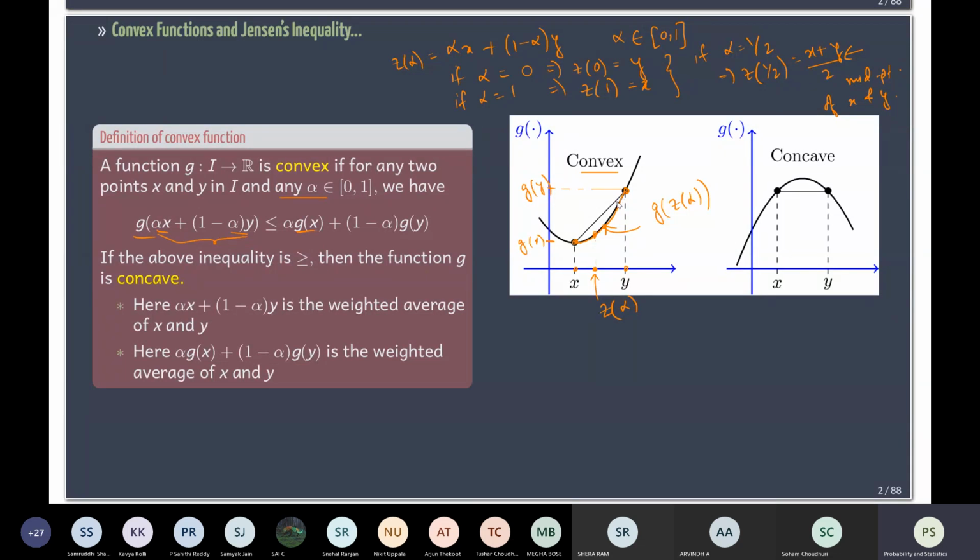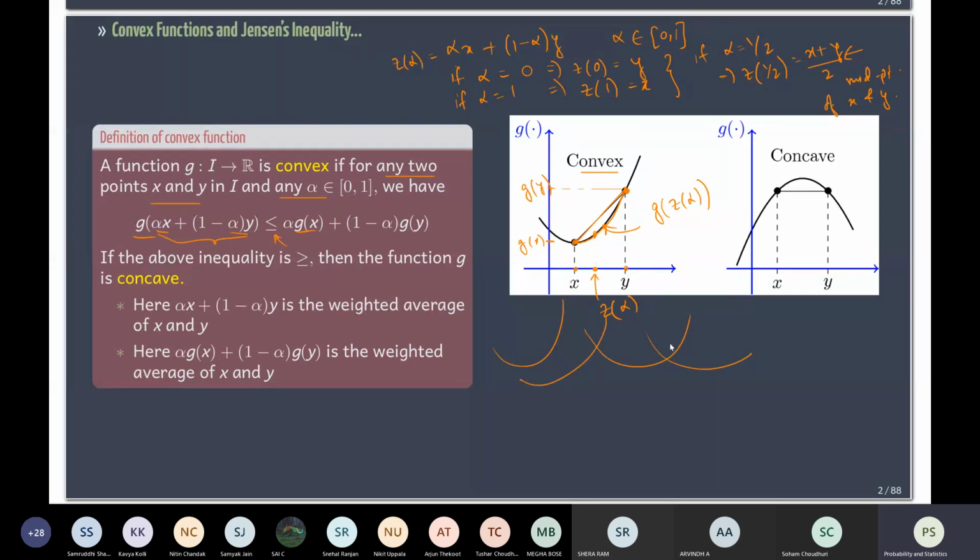So what it means now geometrically is that any 2 points, right? So the x and y were also any 2 points. So if you take any 2 points x and y, and if the line joining the points g x and g y is above, so this greater than equal to means that it's above the curve value itself, on those points between x and y, then it's a convex function. So this puts a restriction on convex function to be bowl shaped always. So convex functions will look always like this.